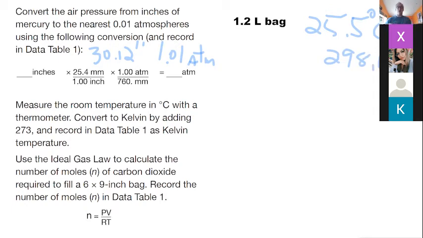0.65 K. So now we're going to calculate n, and it's going to be different depending on where you are.